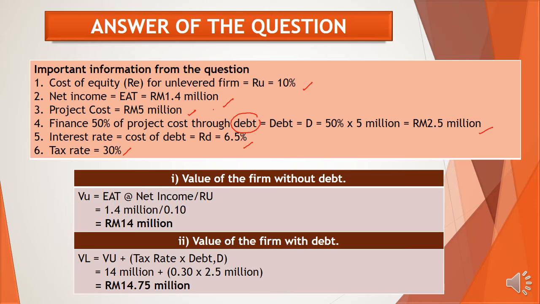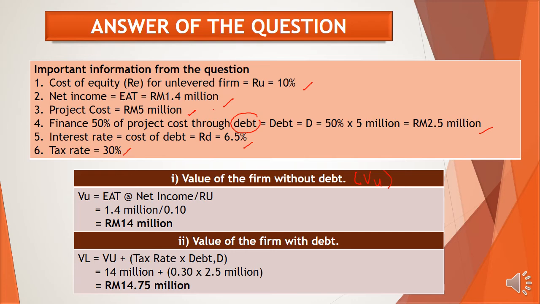So for the first question, calculate the value of the firm without debt. Value of the firm without debt means that we will calculate VU, which is the value of the unlevered firm, because unlevered firm means the firm without involvement of debt. Based on the formulas for VU, there are 2 formulas available. The first formula uses EBIT, and the second formula uses EAT, which is net income.